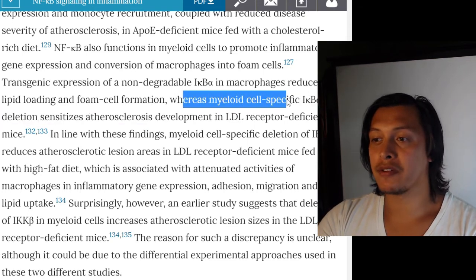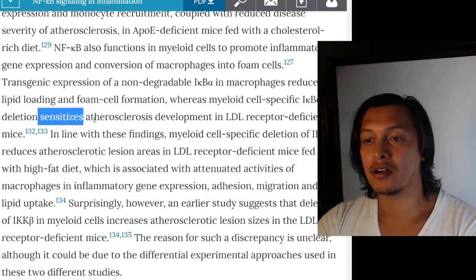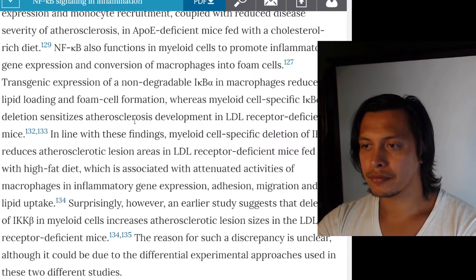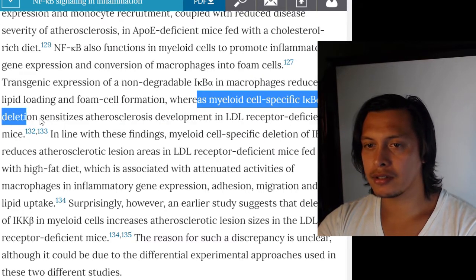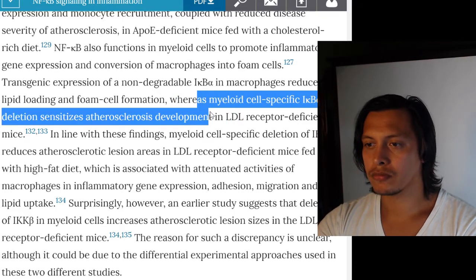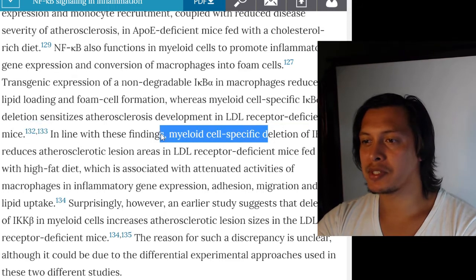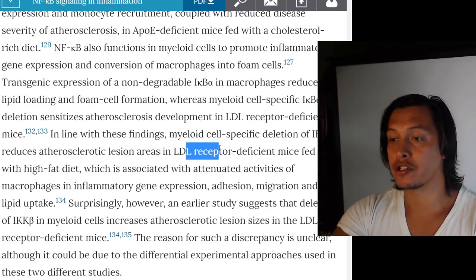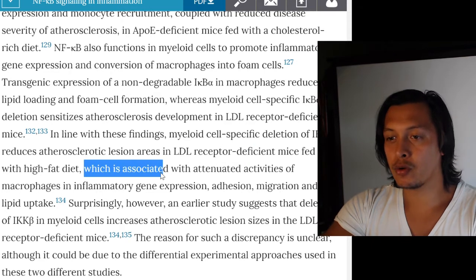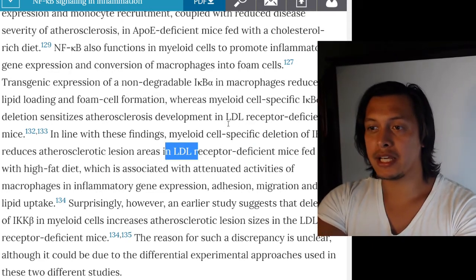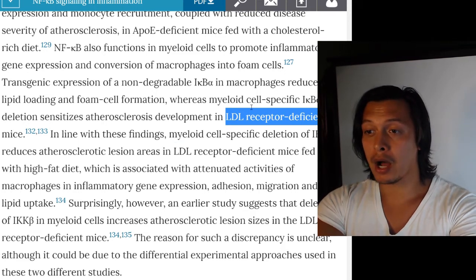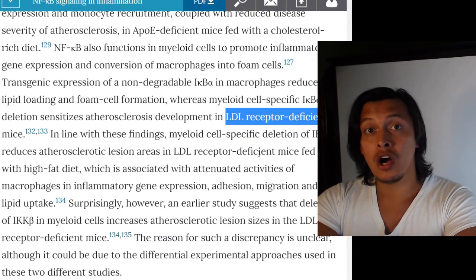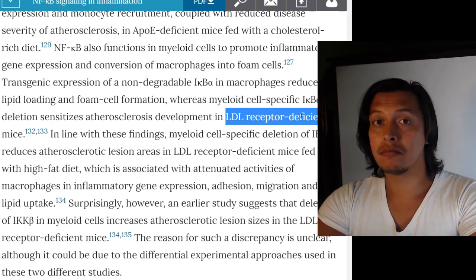Whereas myeloid-specific I-kappa B alpha deletion sensitizes atherosclerosis development in LDL receptor deficient mice. Okay, so in line with these findings, myeloid cell-specific deletions of IKK beta reduces atherosclerotic lesion areas in LDL receptor deficient mice, which are fed a high-fat diet. These LDL receptor deficient mice are probably a model organism to study atherosclerosis because it is very easy to induce atherosclerosis in these particular mutant mice.